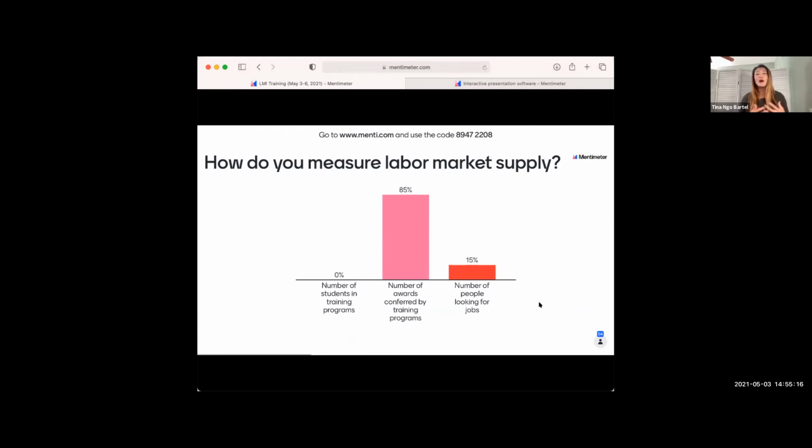Excellent. So while we would love to capture the number of people who are looking for jobs in a particular occupation, it's very hard to get that data set. But the data set that we do have access to is the number of awards based on those TOP and ZIP codes that I mentioned for a training program.